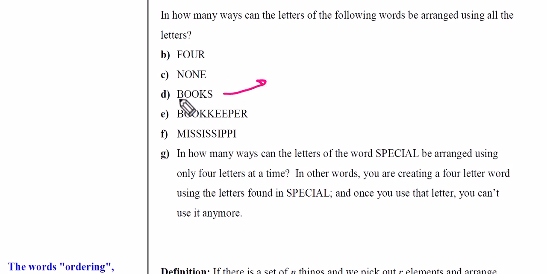Part D, well, I have 1, 2, 3, 4, 5 letters. And how many of them repeat? I have a 2 factorial there. So for books, that's how many arrangements there would be that would be unique.